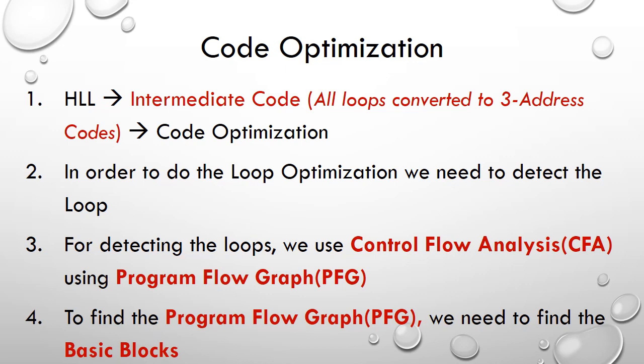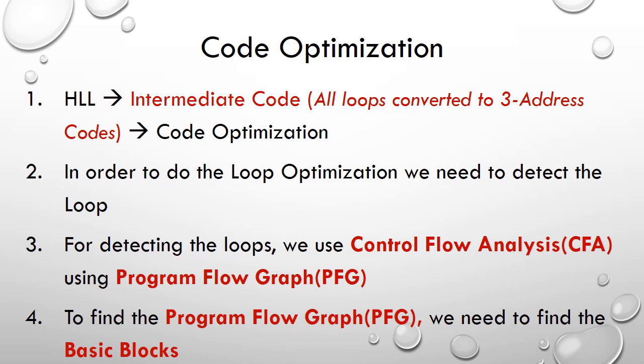For detecting the loop, we use the control flow analysis using the program flow graph. It means if we have to detect the loop, then we will have to perform the operation of control flow analysis, and this control flow analysis is done on the program flow graph. What is the program flow graph? We will have to find out the basic blocks, and from which basic block there is a movement to which basic block. It means there is a movement from basic block to basic block in a code, and this is actually the program flow graph that we define.